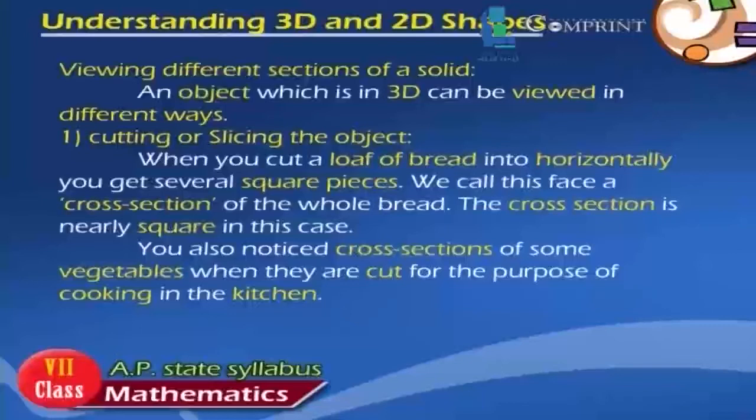When you cut a loaf of bread horizontally, you get several square pieces. We call this face a cross section of the whole bread. The cross section is nearly square in this case. You also notice cross sections of some vegetables when they are cut for cooking in the kitchen.